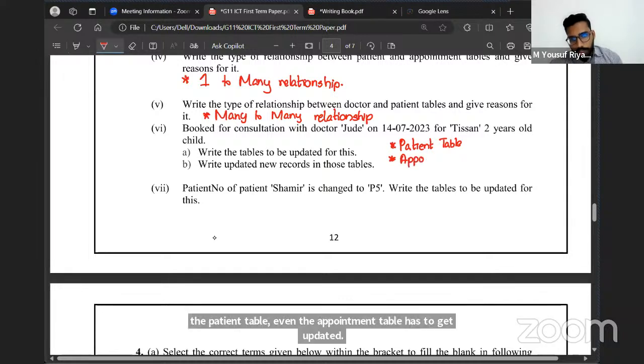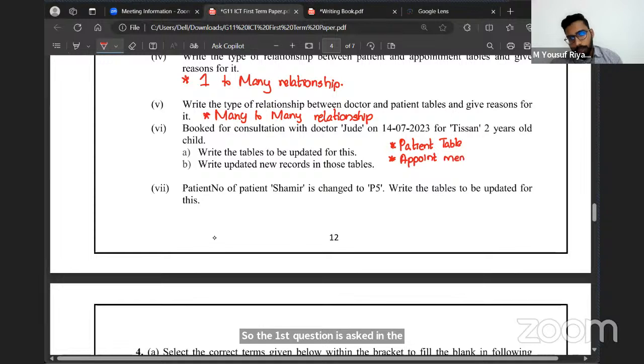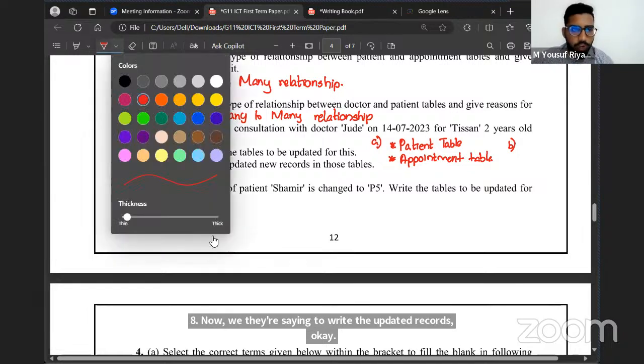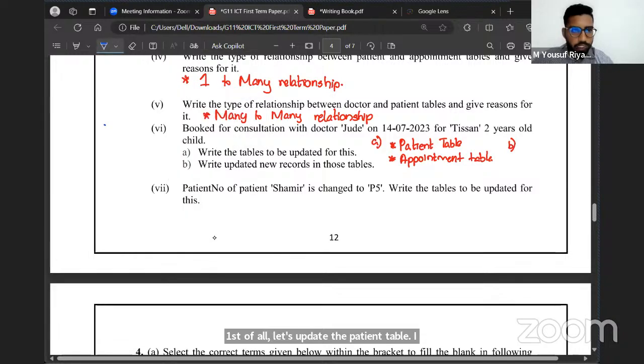So the first question is asking for the tables that have to get updated. So it's the patient table and the appointment table. Is that clear? Right. The next one. So this is going to be the answer for A. Now B, they are saying to write the updated records. First of all, let's update the patient table. I have to create a new patient. So let me write the answer of that. I don't have space, so I'm going to write it down here.